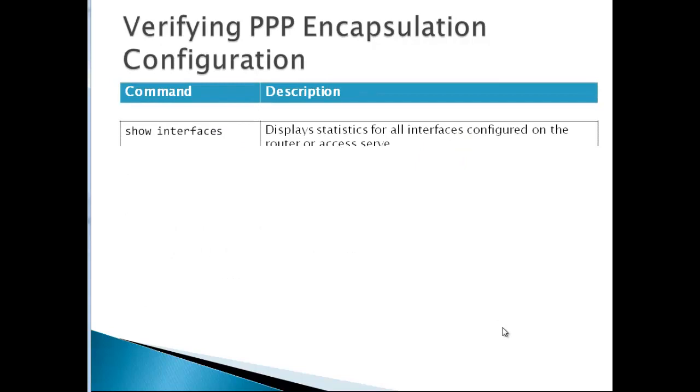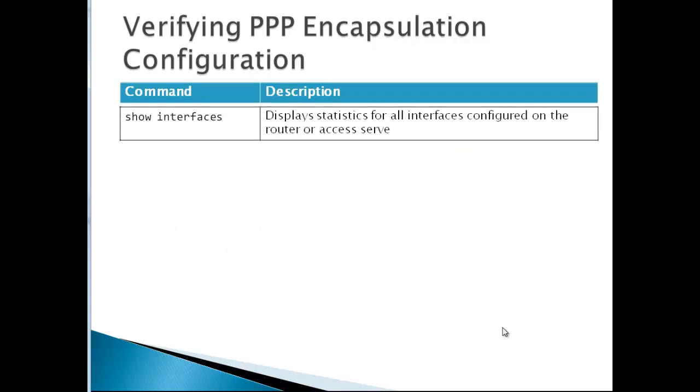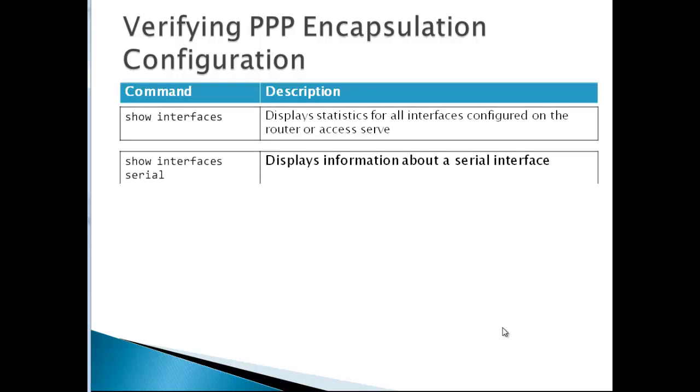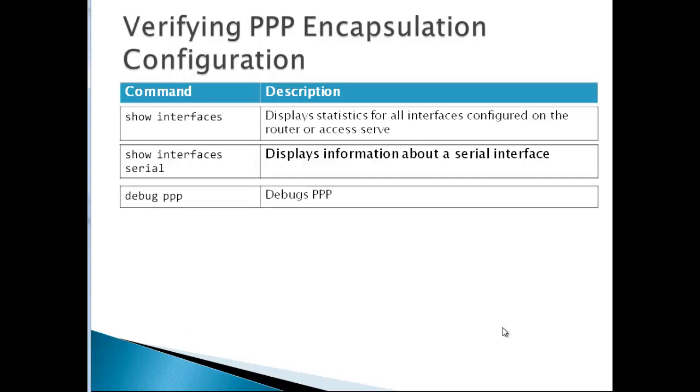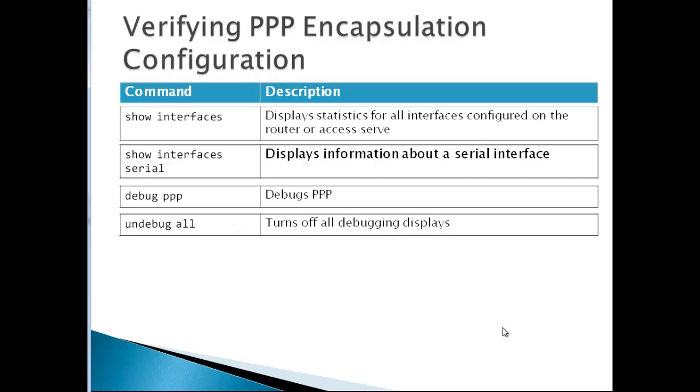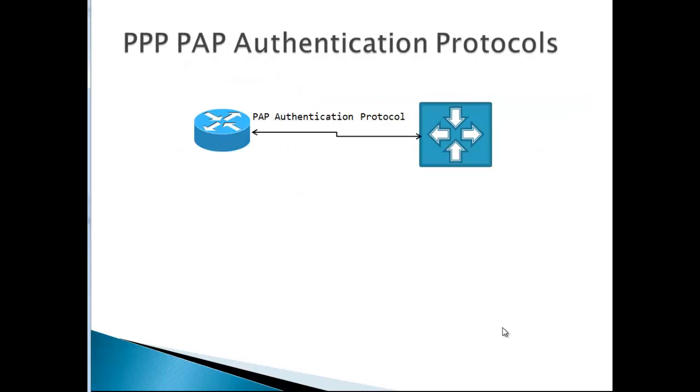Verifying PPP encapsulation configuration. So the commands we have: show interface, displays statistics for all interfaces configured on a router or access server. Show interface serial, displays information about the serial interface. Debug command, debug PPP, that's going to give you lots of information. Cisco does not recommend using debug in the production line. And undebug all, turns off all debugging displays.